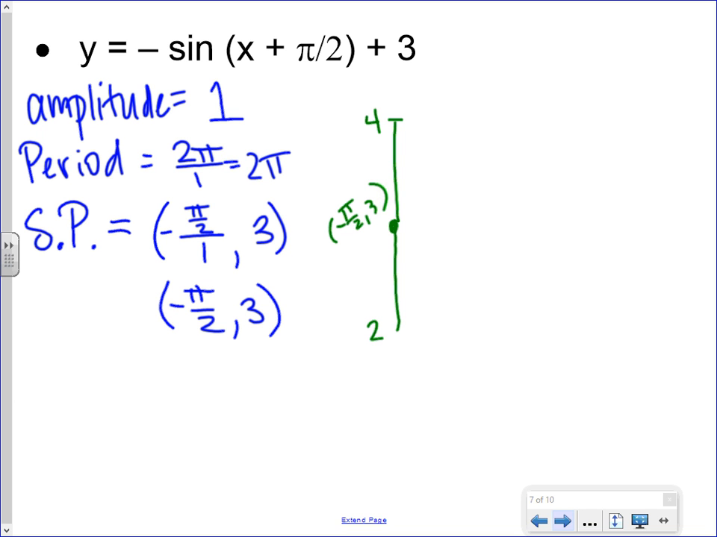Okay. So we use the amplitude to get that figured out. Now we're going to draw our rectangle, the length of the period. Okay. So if we begin at negative pi over 2, and our period is 2 pi, then what we would need to do is take negative pi over 2 and add 2 pi to figure out where we stop. If we take negative pi over 2 and we add 2 pi, where do we stop? 3 pi over 2.